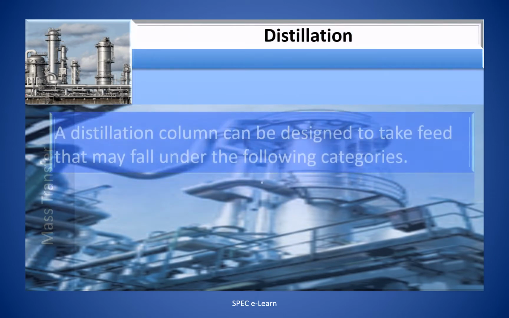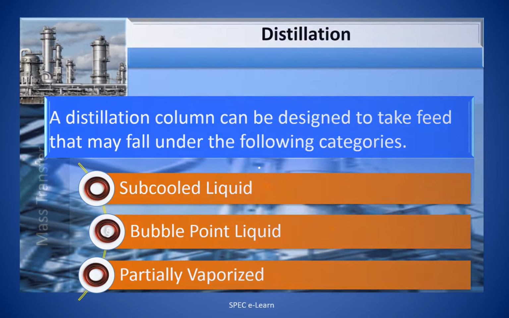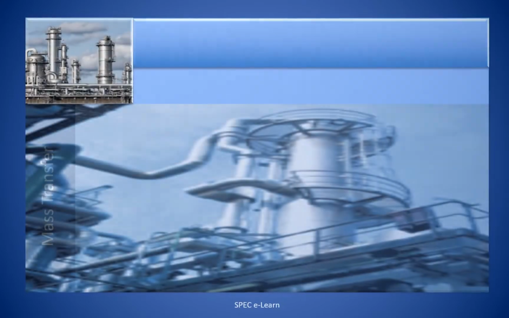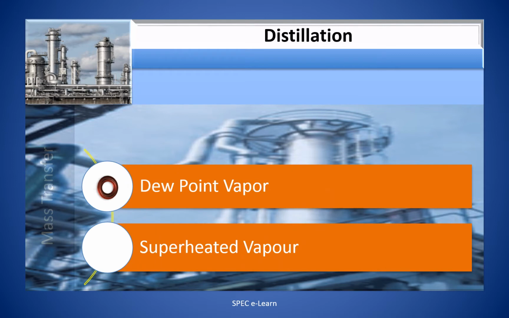Your distillation column can be designed to take feed that may fall under the following categories. 1. Subcooled liquid. 2. Bubble point liquid. 3. Partially vaporized feed. 4. Dew point vapor. And 5. Superheated vapor.